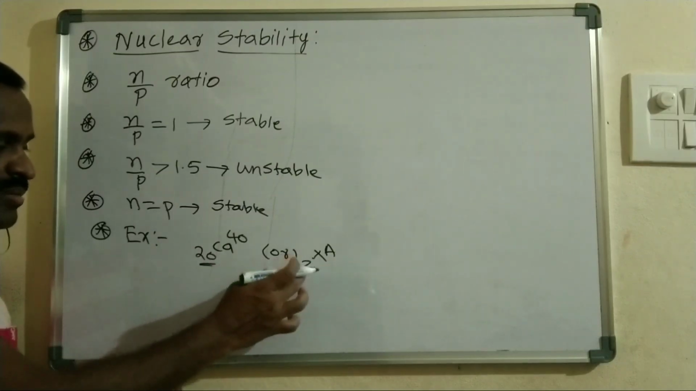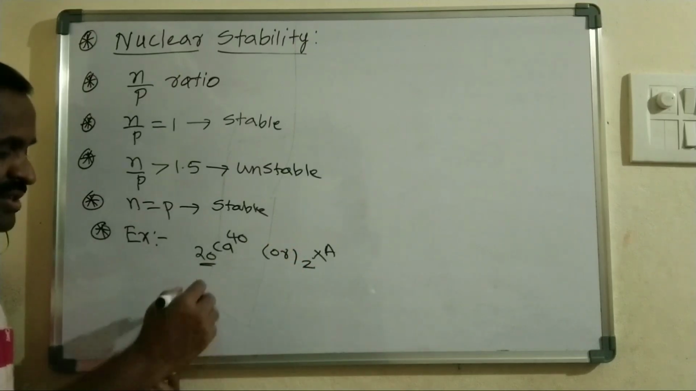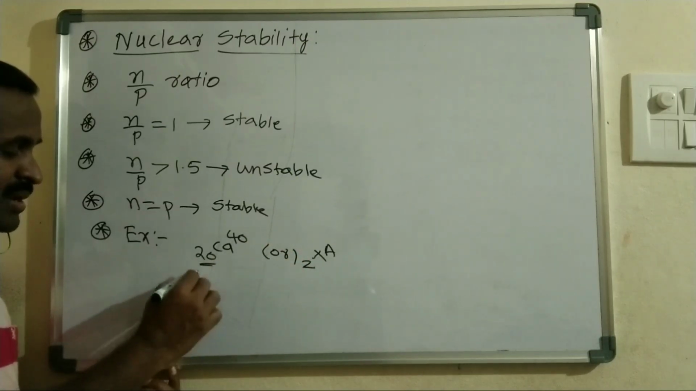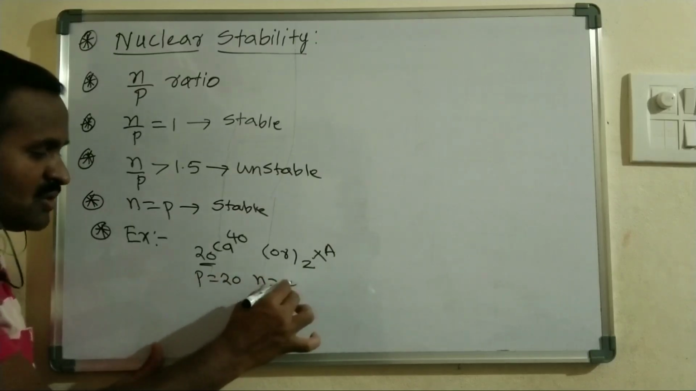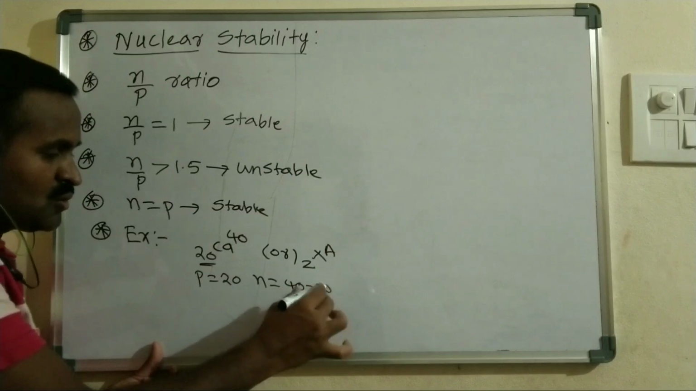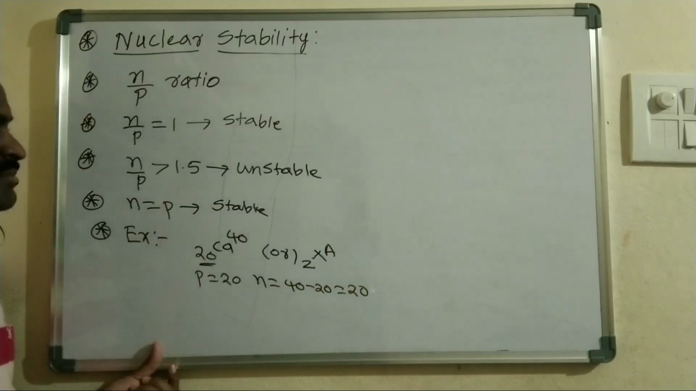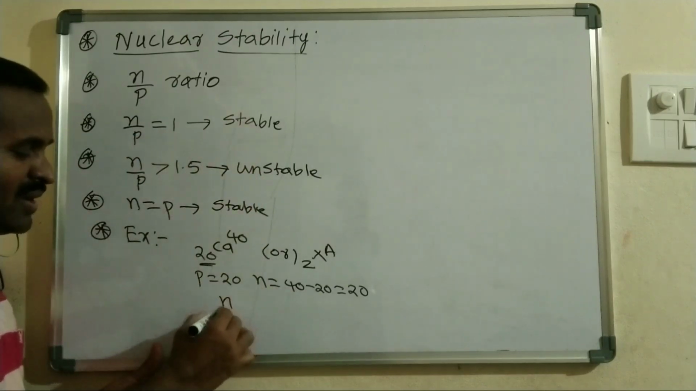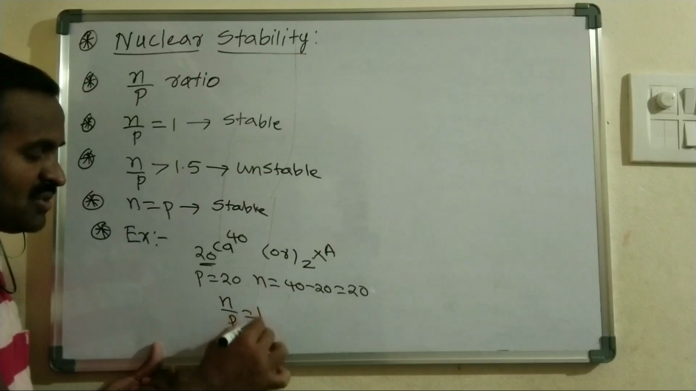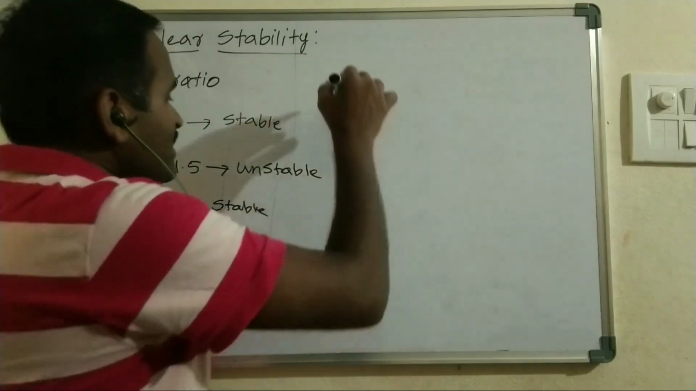Okay, so the atomic number is nothing but the number of electrons, equal to the number of protons. So the number of protons is 20 here, and the number of neutrons is 40 minus 20, that is 20. Both are 20, so the n by p ratio equals 1, and it is a more stable one. So it is a stable nuclide, right?